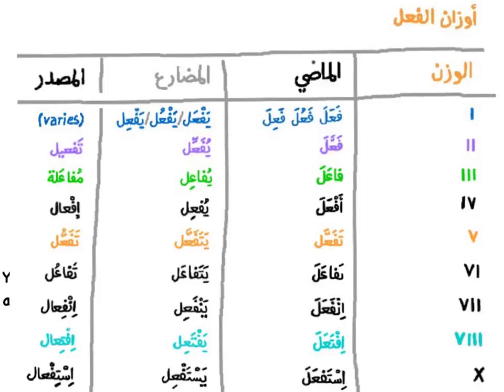It goes like this. وزن 3: فاعل، يفاعل، مفاعلة. وزن 4: أفعل، يفعل، إفعال. أرسل، يرسل، إرسال for example. وزن 5: تفعّل، يتفعّل، تفعّل. وزن 6: تفاعل، يتفاعل، تفاعل. وزن 7: انفعل، ينفعل، انفعال. وزن 8: افتعل، يفتعل، افتعال. And finally وزن 10: استفعل، يستفعل، استفعال.